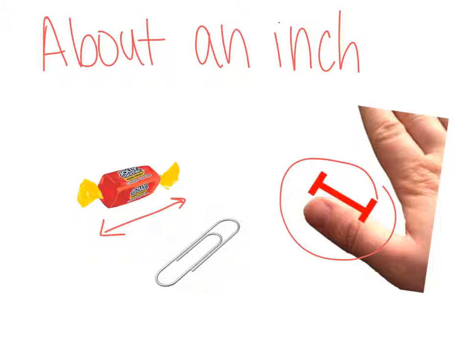And lastly, we have a paperclip. A paperclip is also about 1 inch long. So any of these items, if anything that you're trying to measure is about the same size as these, then you know you have about 1 inch. Pick one of these items to draw for something that is about 1 inch on your guided practice worksheet.